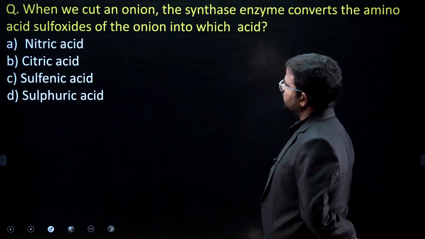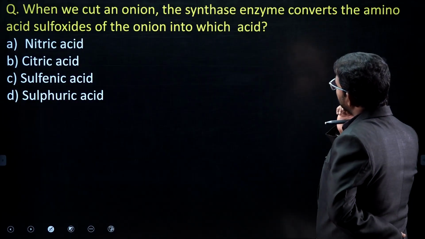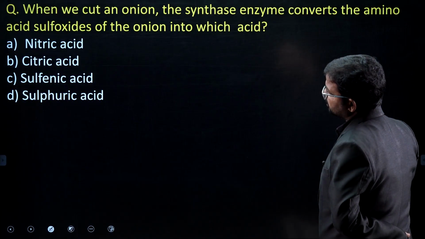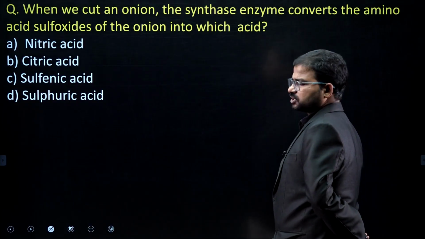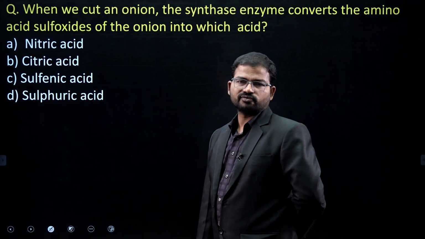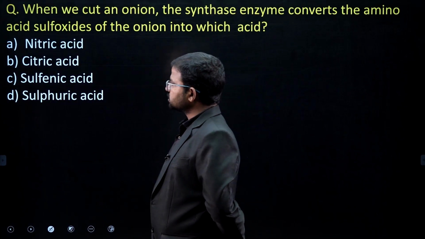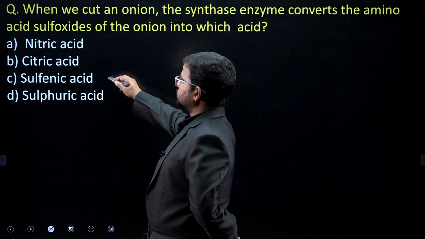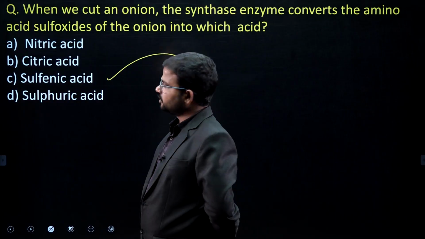Next one: when we cut onions, the synthase enzyme converts the amino acid sulfoxide of the onion into which acid? When we cut the onions, we get one of the acids. What was that? Nitric acid, citric acid, sulfonic acid, sulfuric acid. Actually, here we mostly get option C, sulfonic acid.